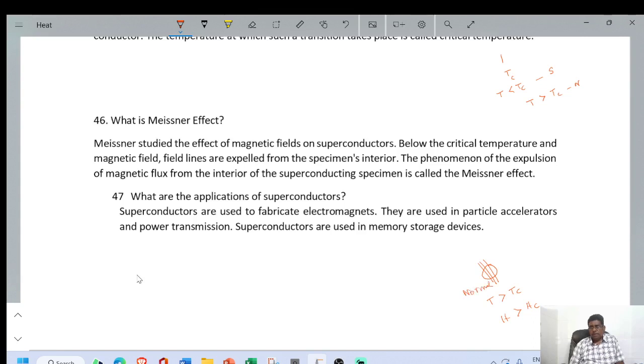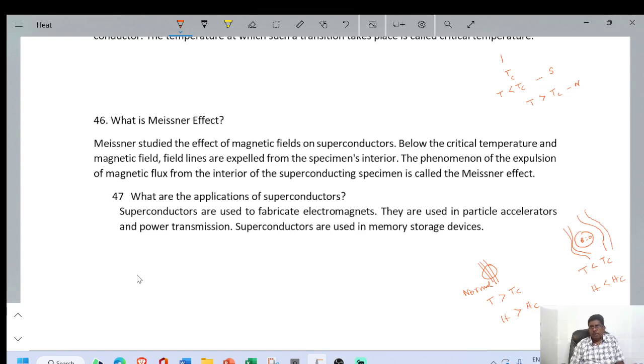So it acts as a normal conductor. Suppose the temperature is less than Tc and the magnetic field value is less than the critical field, the value of B inside the specimen is 0. The magnetic field lines are expelled from the interior of the specimen. This is called Meissner effect. The value of B inside the specimen is 0.